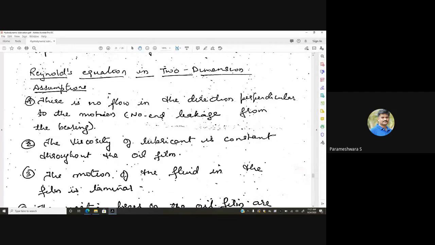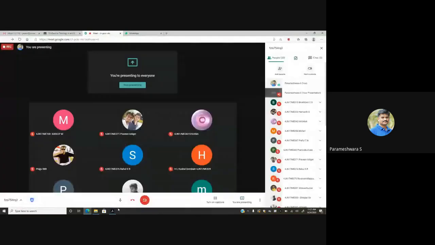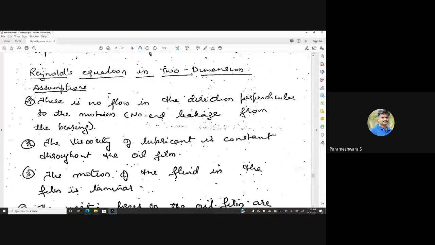Anyhow, for your syllabus, Tower's experiment is not included. Earlier, before this scheme, we had the Tower experiment. For this scheme, it is excluded, so I will not discuss much on Tower experiment. But for deriving Reynolds equation, Tower experiment is considered to be the base.